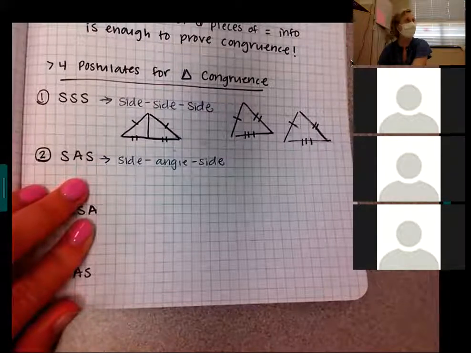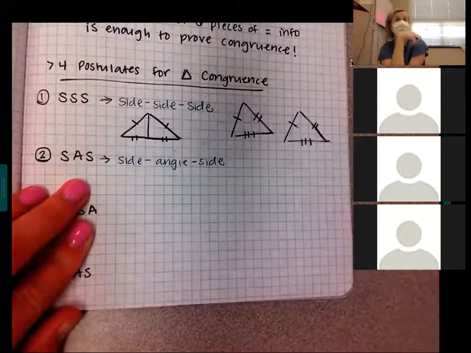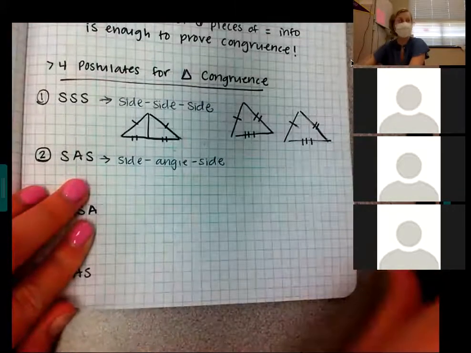They both mean the same. That's why it's not a rule. If you know two sides, you also have to know the angle in between them, okay? So let's draw a picture.